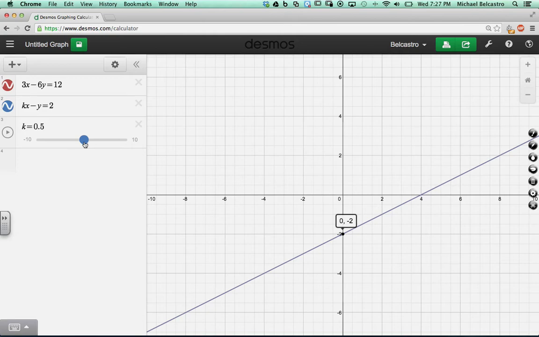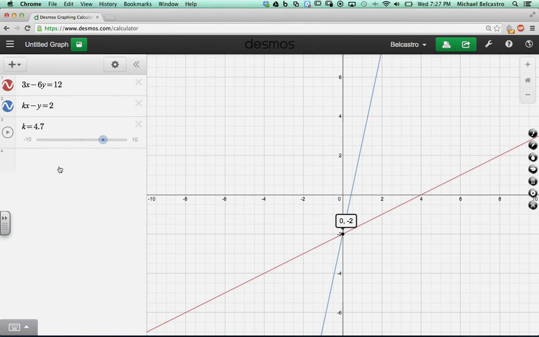And that value is what? When k is what number? 0.5. See, they're the same. And now they have an infinite number of solutions. These are all identical. So if k was any other number, we would only have one point of intersection. Because our y-intercept's the same, we actually can't have one with no solution.